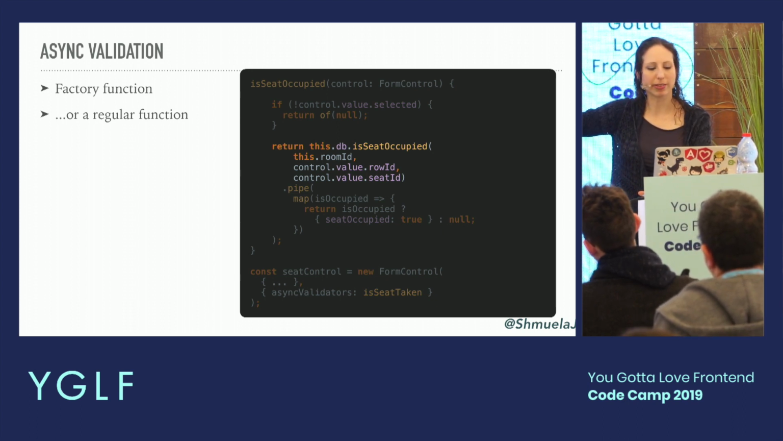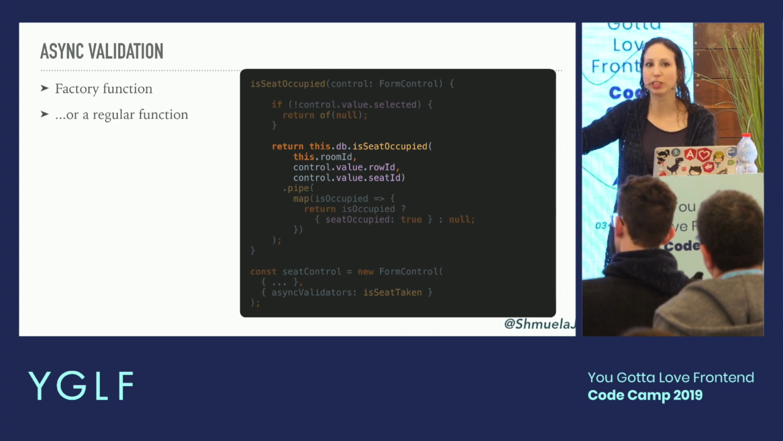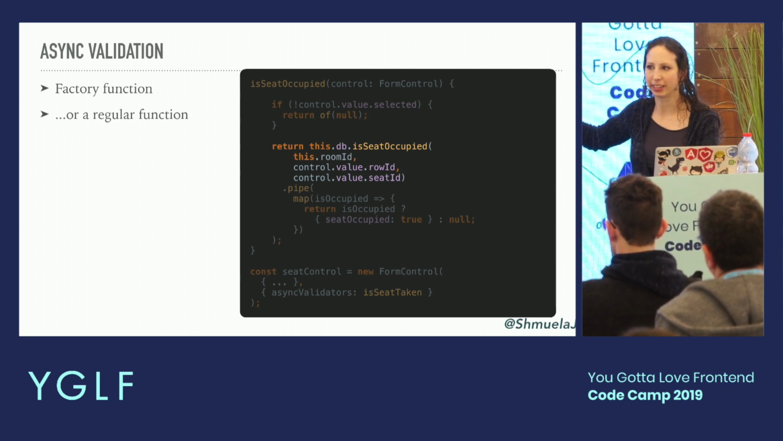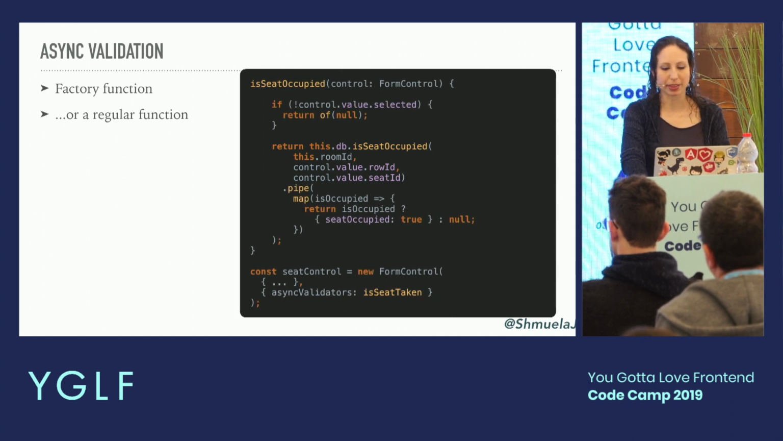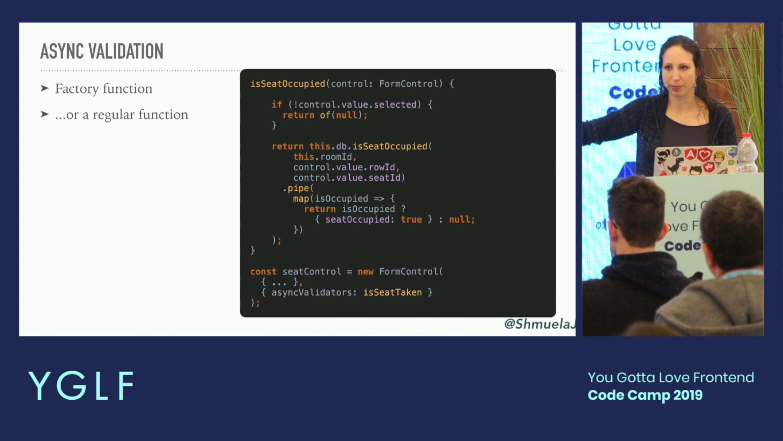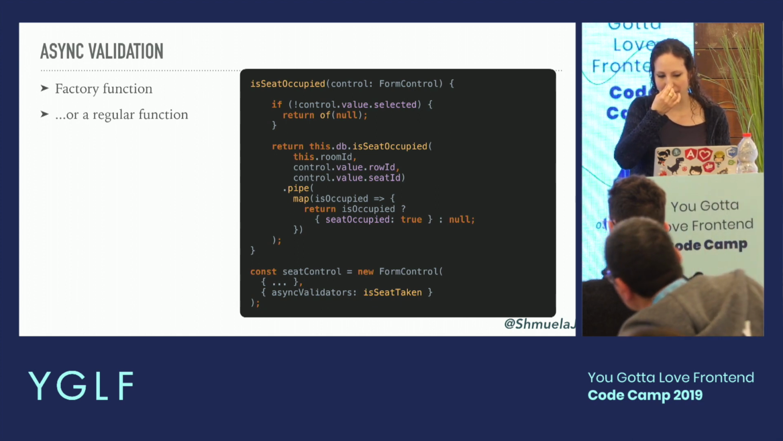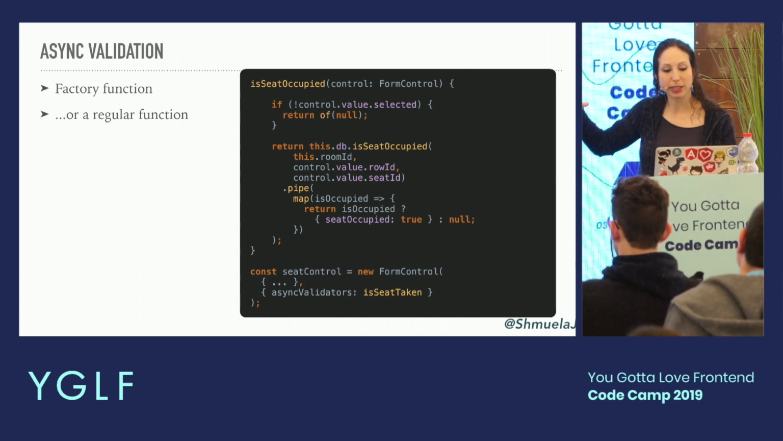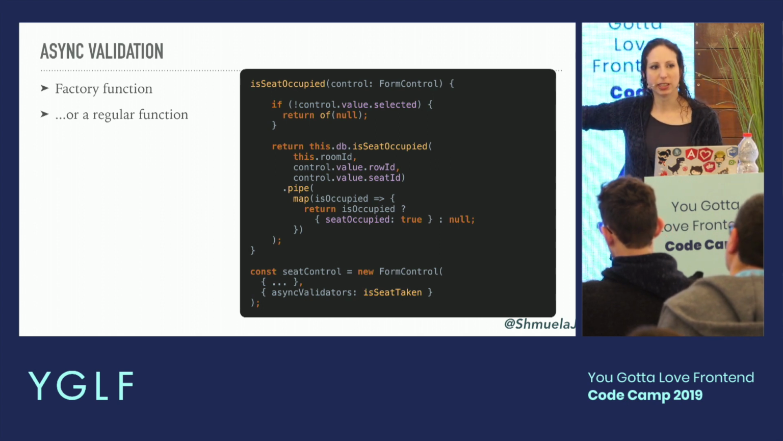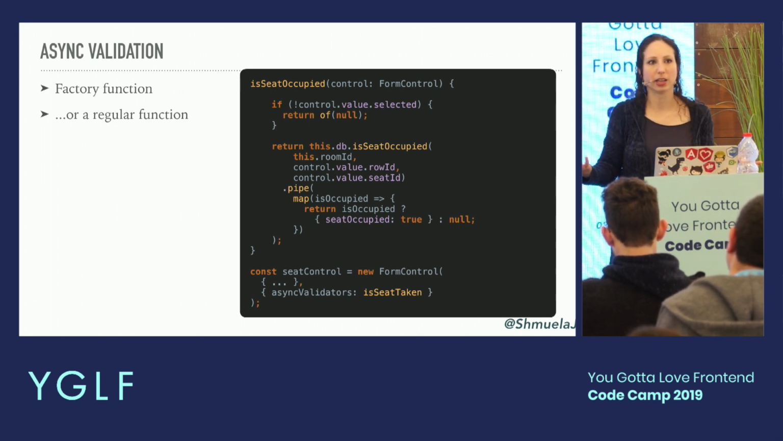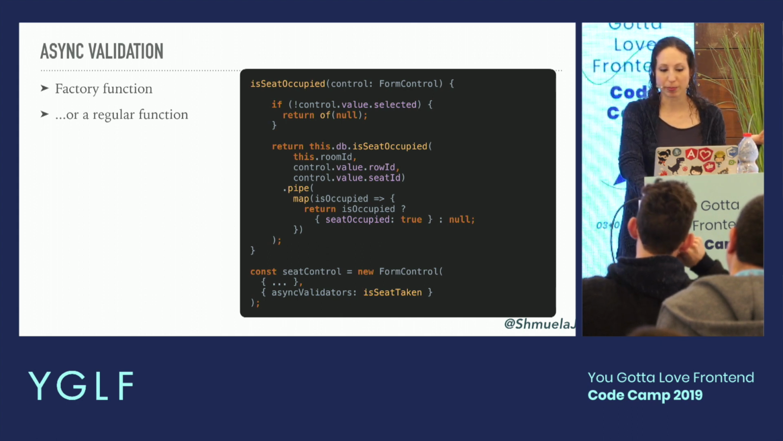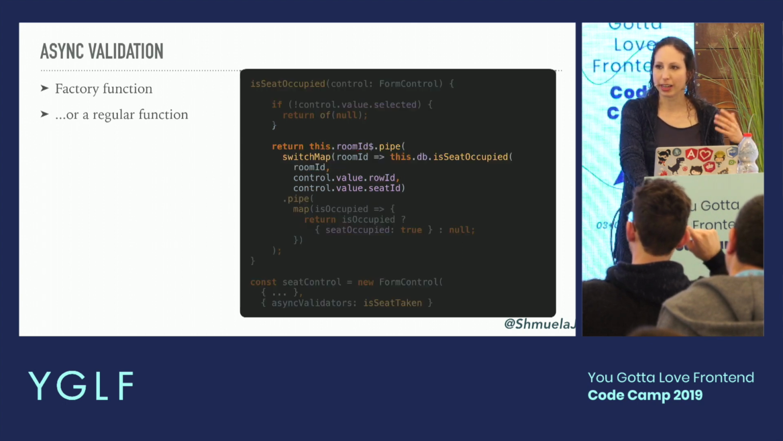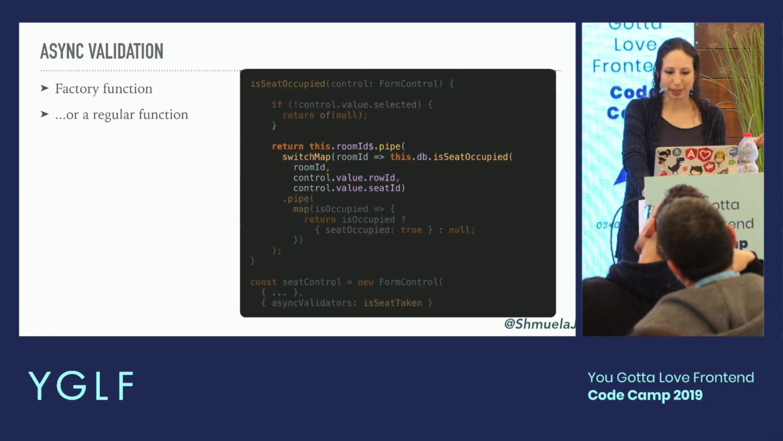The control itself has the row ID and the seat ID, so I don't have to save it again in the validation function. And I'm doing the same thing. I'm mapping the result. And what about the room ID? If we have this service that creates this form for us, then the service holds the room ID. But where does it hold it? In the room ID observable.